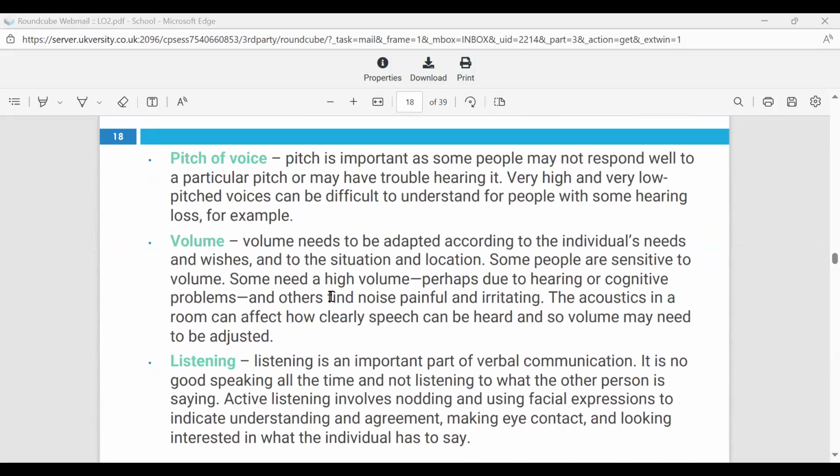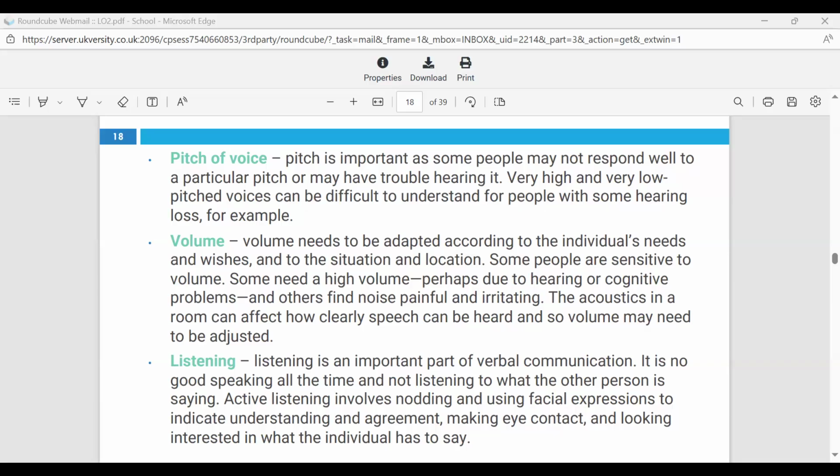That's good. We're going on now to the pitch of your voice. If someone has trouble hearing, you respond to very high or very low pitch. Your volume needs to be suited to the individual's needs. Like we said, Nancy, some people like high volume because they can't hear, but some people don't like it, and then there are the acoustics in the room, so they can't hear.